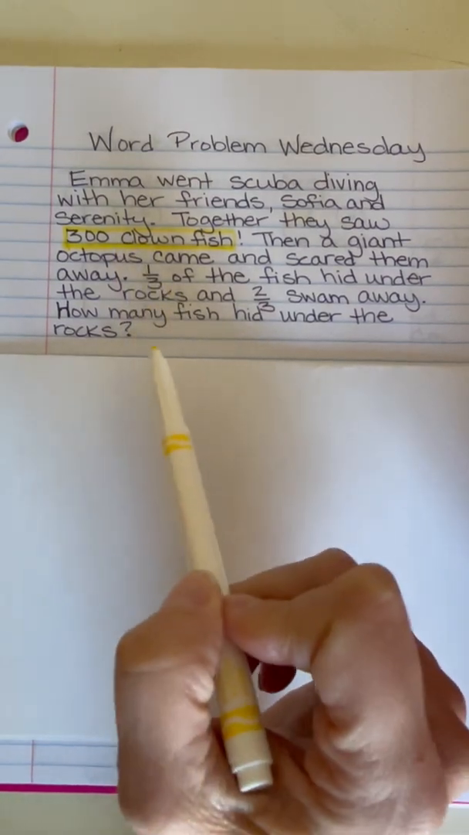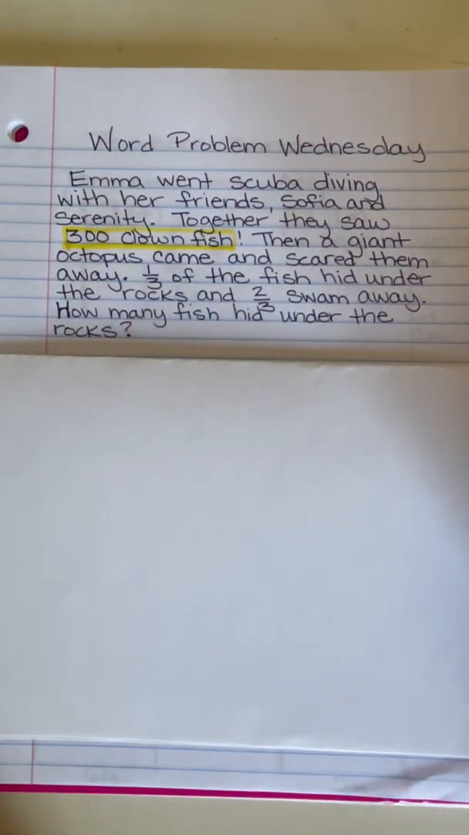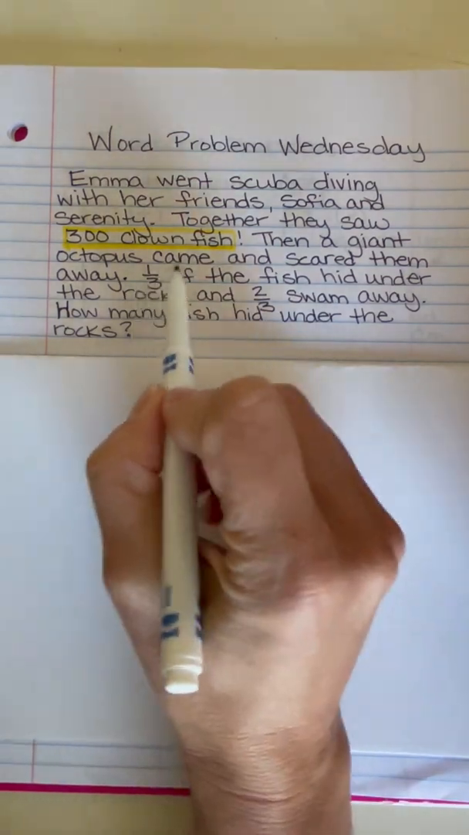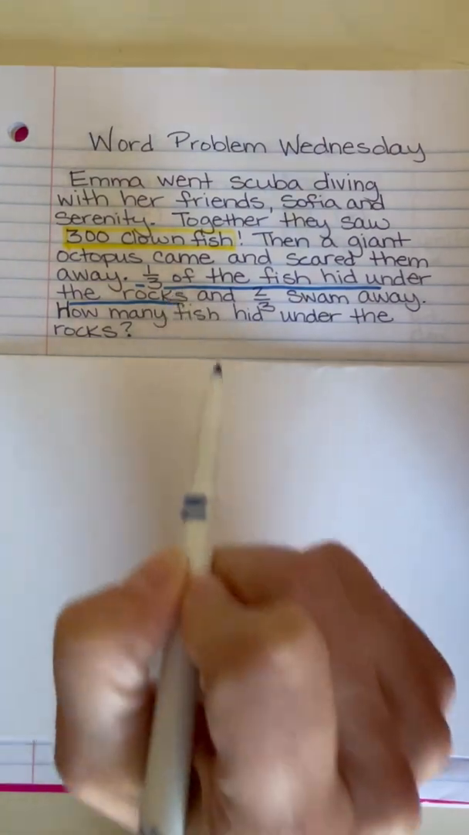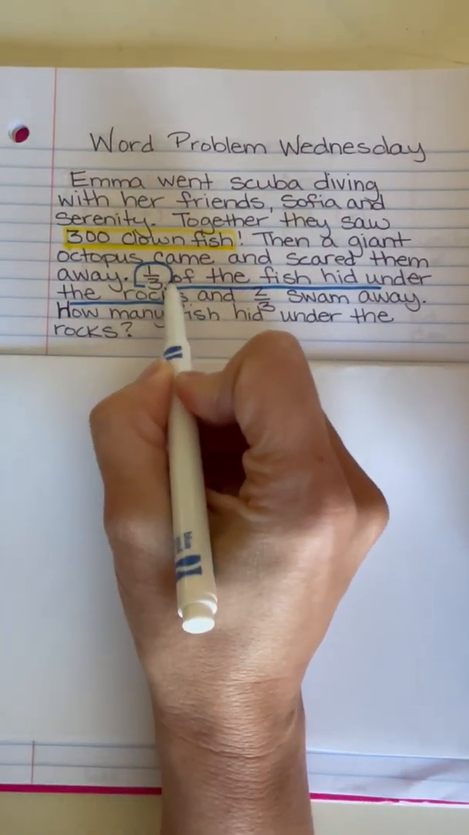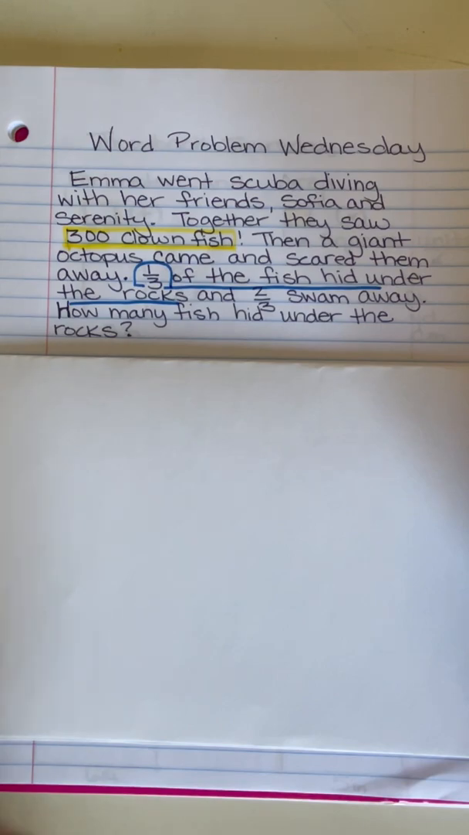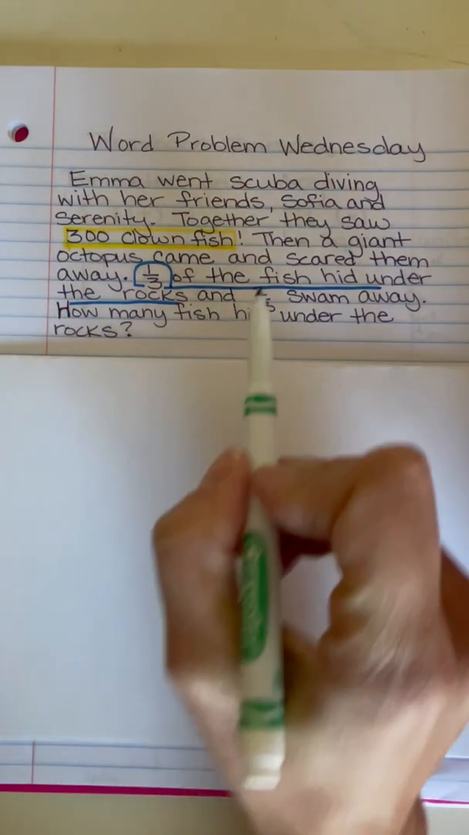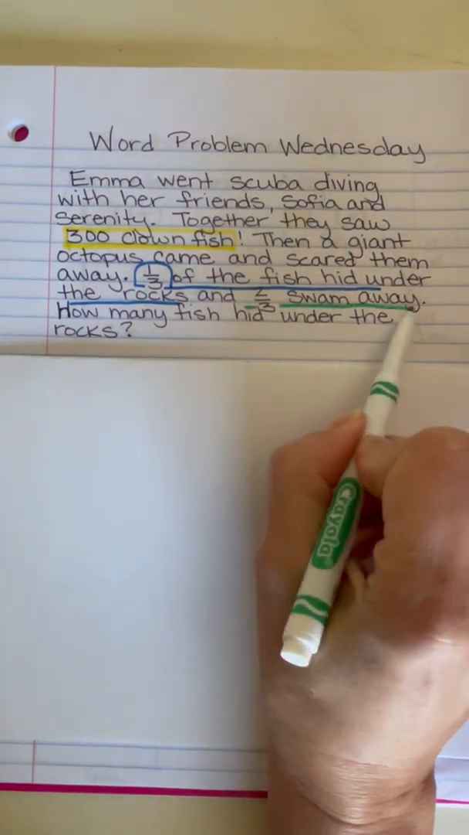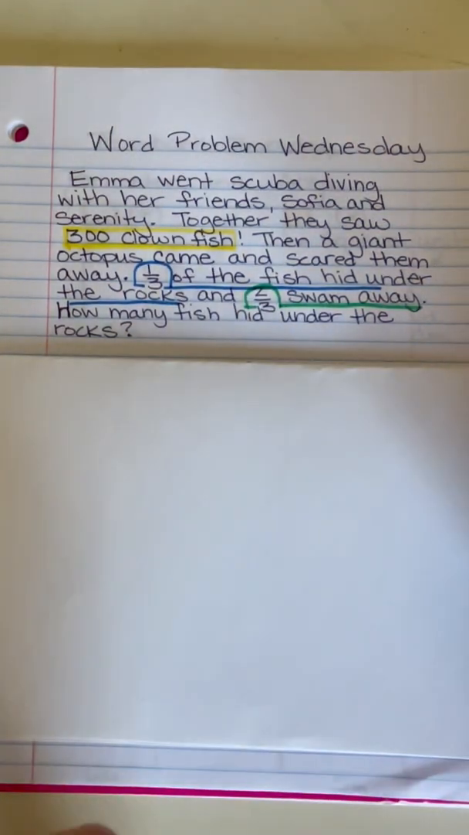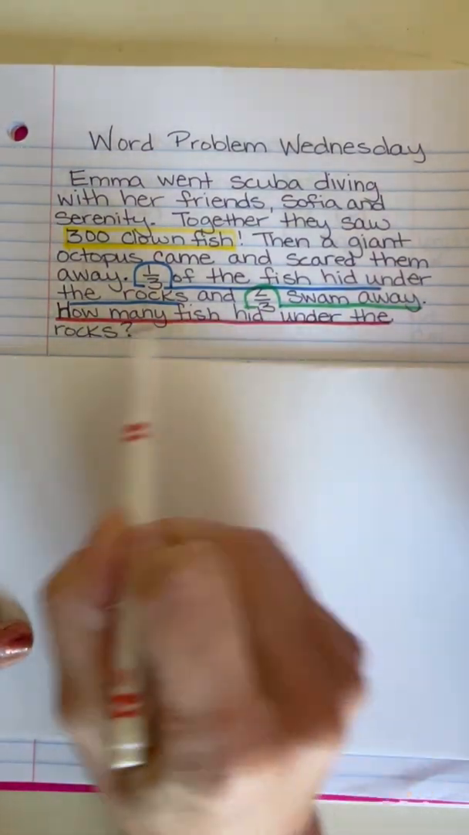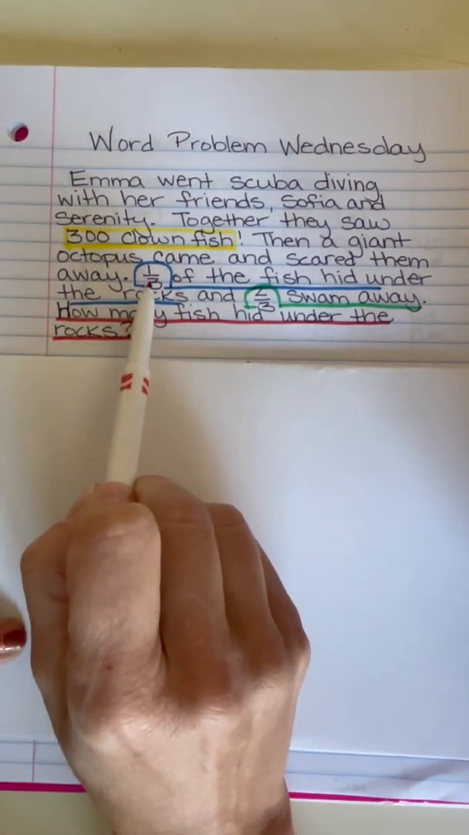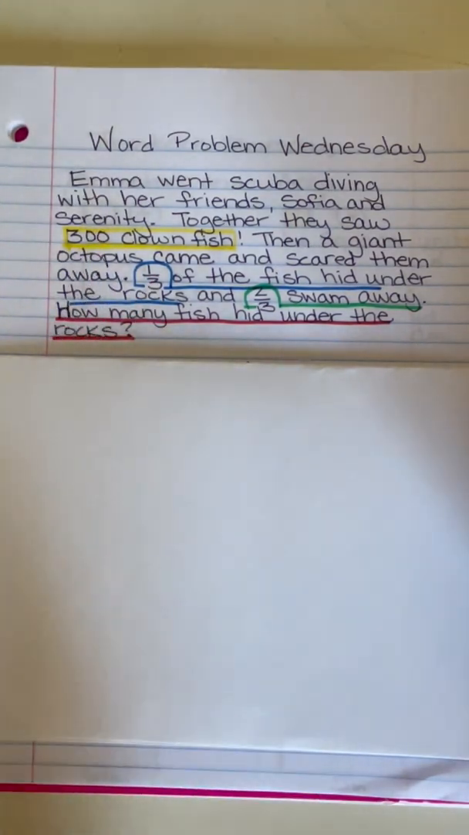But the part that I do need to know is I do need to know that I have 1/3 of them hid under the rocks. Okay, so I have 1/3 of the fish going under the rocks, and I have 2/3 of the fish swimming away, and I need to know how many fish hid under the rocks. So this is what I'm answering. I need to know about this 1/3 of my 300.